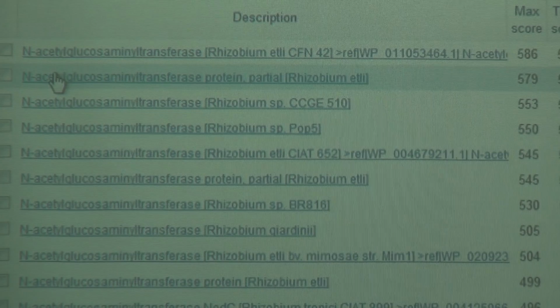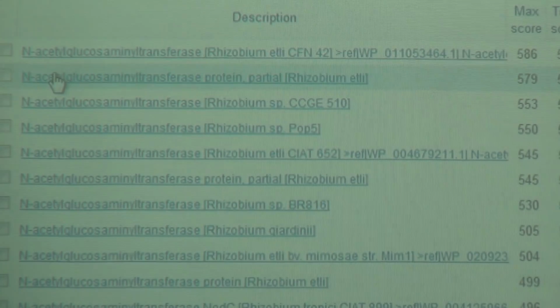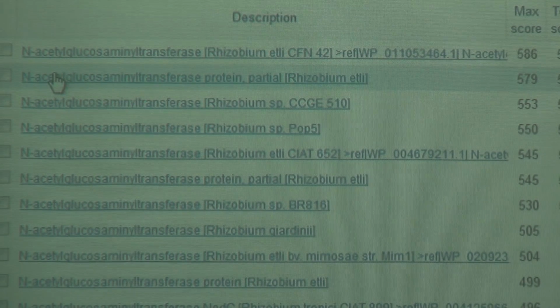Some kind of rhizobium, right? It's logical. So, we identified what is the function of this protein and also where it came from.